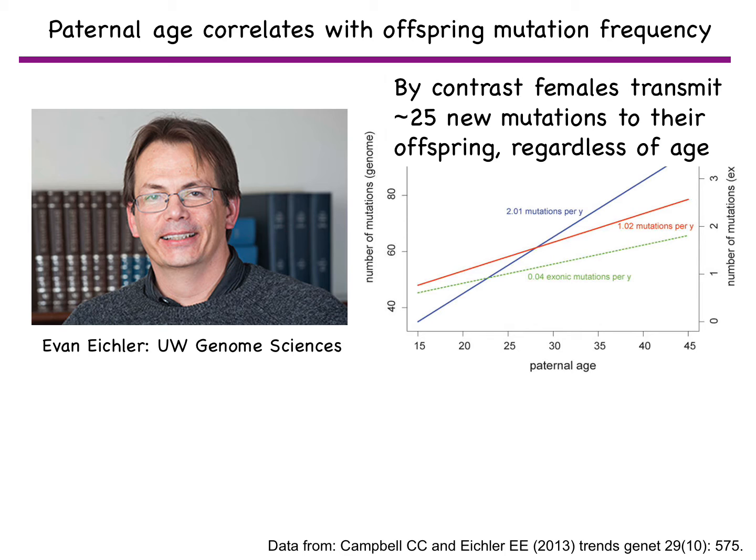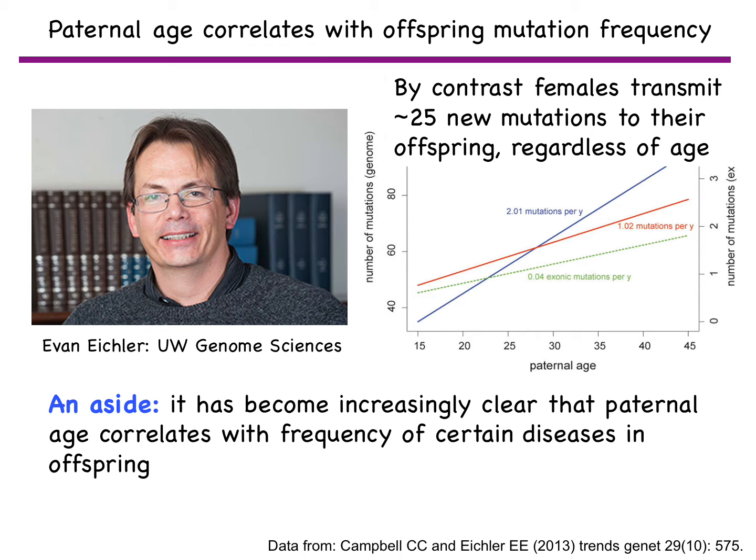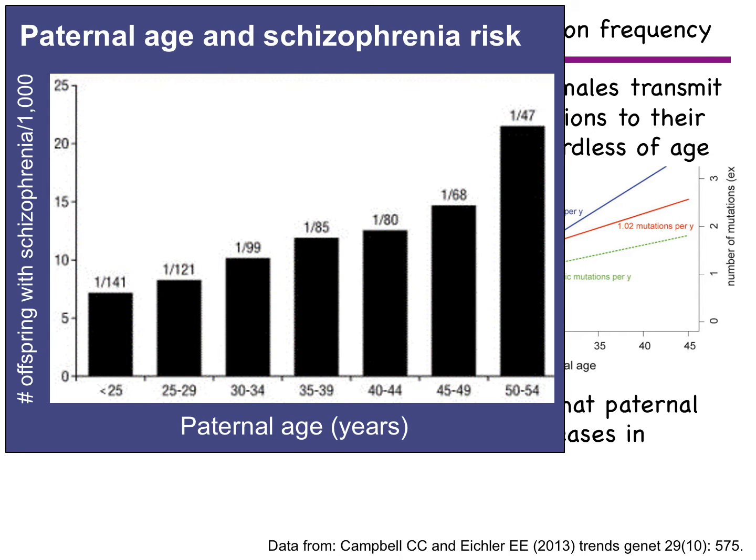I just want to mention an interesting aside: it has become increasingly clear that paternal age correlates with the frequency of certain diseases in offspring. I'm just going to show you one example, though there are lots of these. This example shows the relationship between paternal age and schizophrenia risk. As the father gets older and older, the likelihood that his offspring will develop schizophrenia increases.